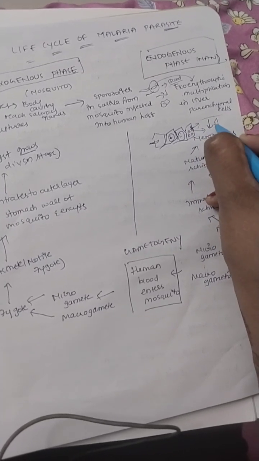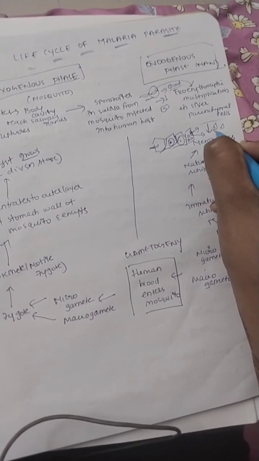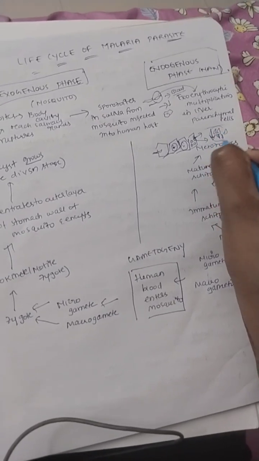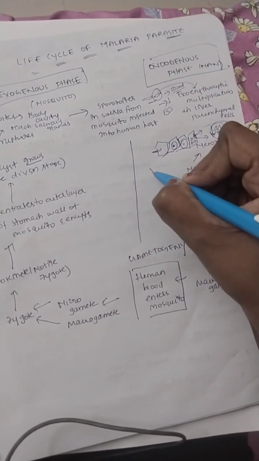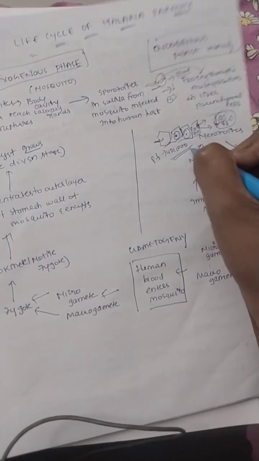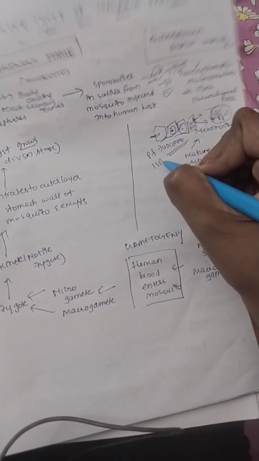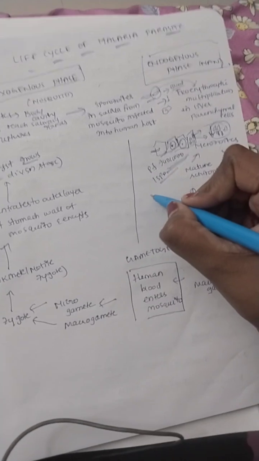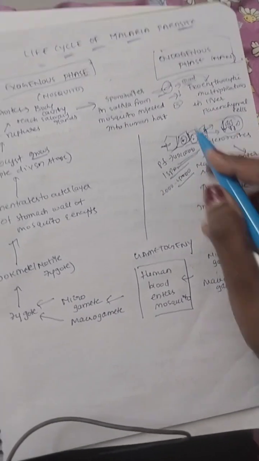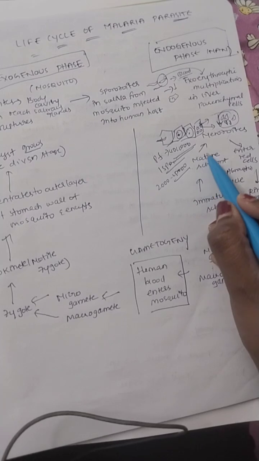They will burst. They will be arranged like flower petals. These are merozoites. From Plasmodium falciparum, 40,000 merozoites will burst, meaning be released, from one sporozoite. In the remaining species, 2,000 to 15,000 merozoites will be released.